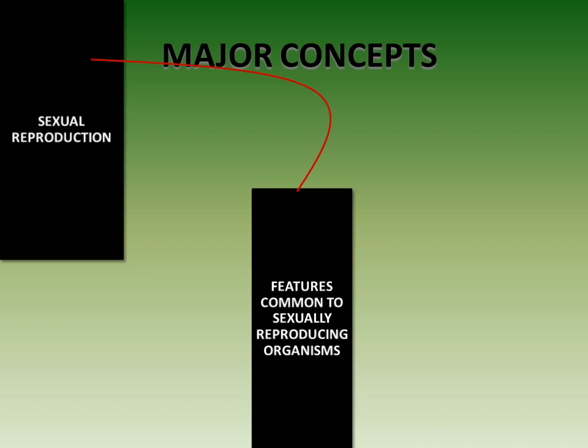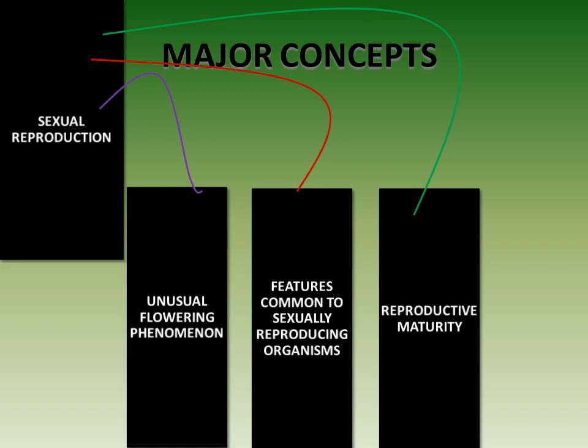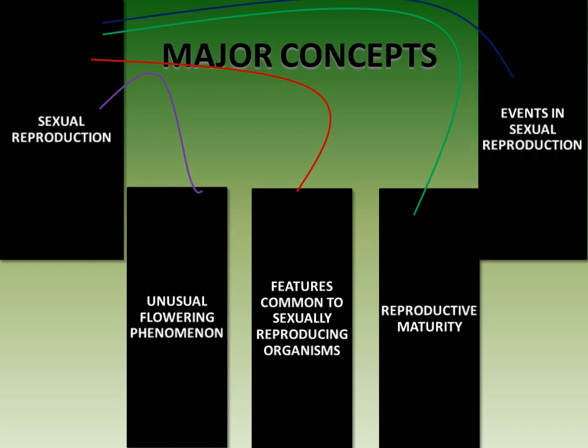The major concepts you will be learning: sexual reproduction, features common to sexually reproducing organisms, unusual flowering phenomenon, reproductive maturity in organisms, and events in sexual reproduction.